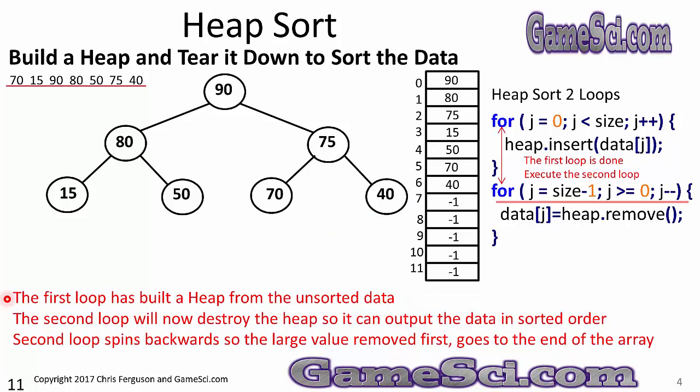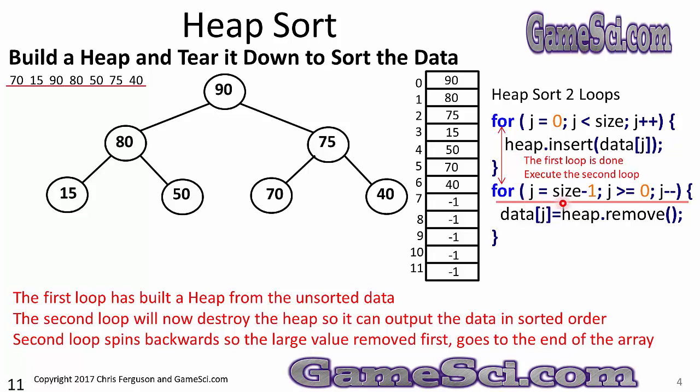The first loop has built the heap from the unsorted array. When this loop came back up, J++ incremented J, and J less than the size became a false statement. When that became false, this loop exited and it went down to the second loop. The first loop is done. Time to execute the second loop.